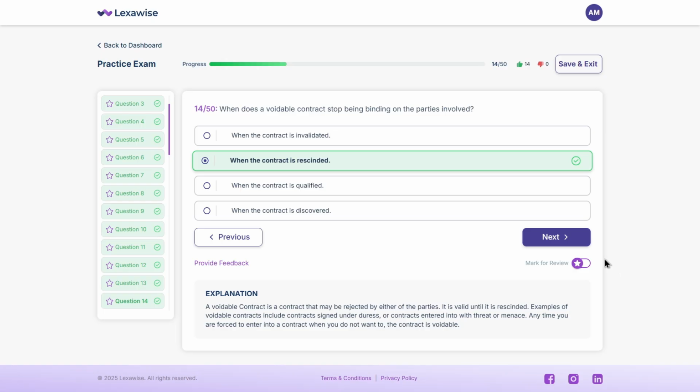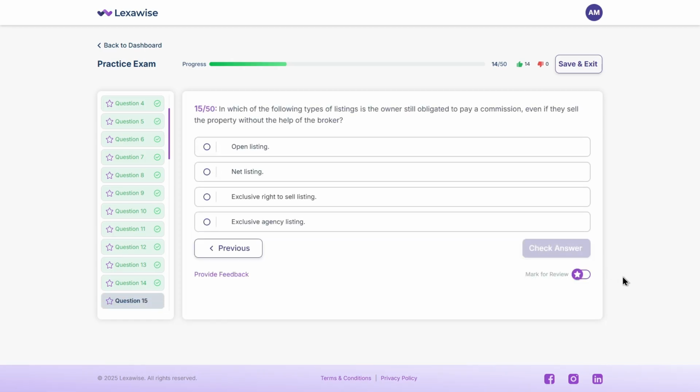Here's a question on commission rights. In which of the following types of listings is the owner still obligated to pay a commission, even if they sell the property without the help of the broker? A. Open listing. B. Net listing. C. Exclusive right to sell listing. D. Exclusive agency listing. Take a moment to decide.